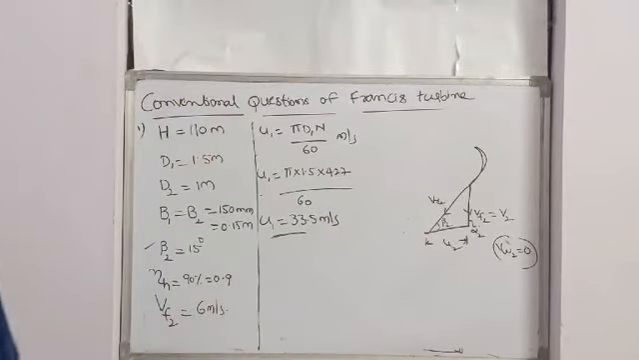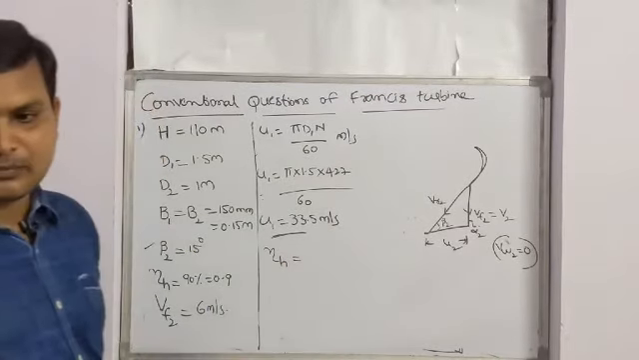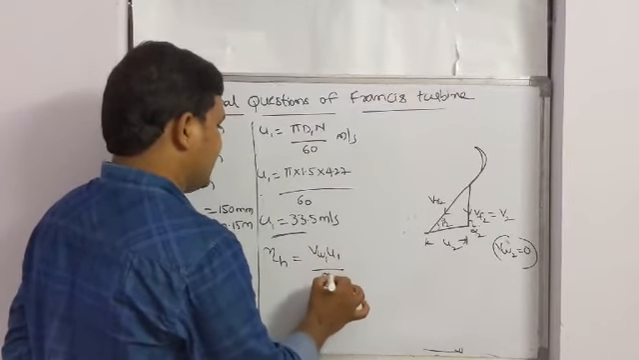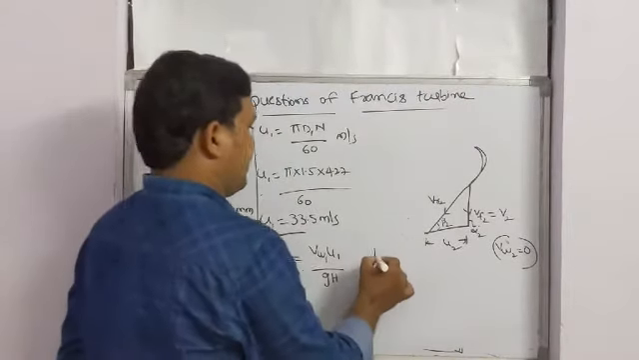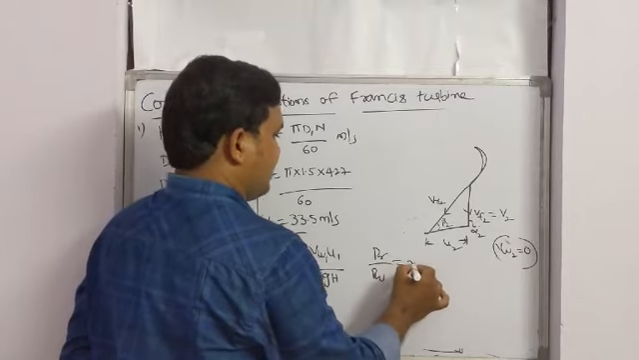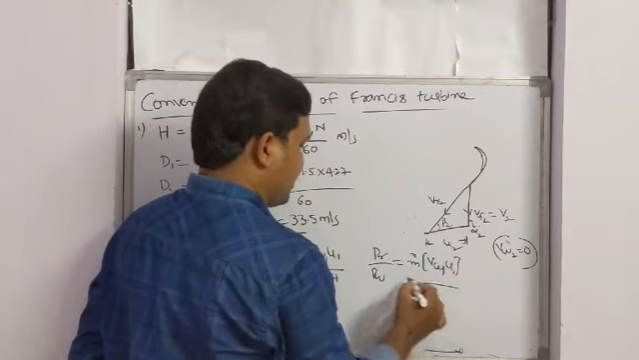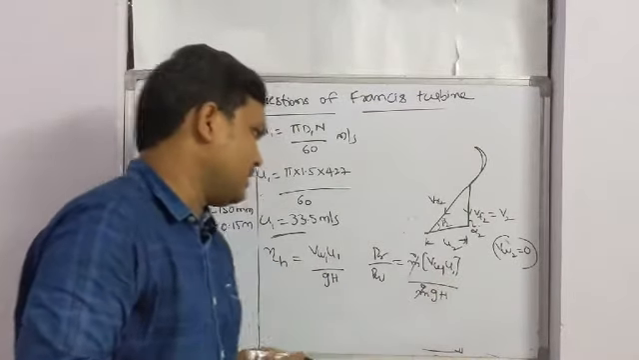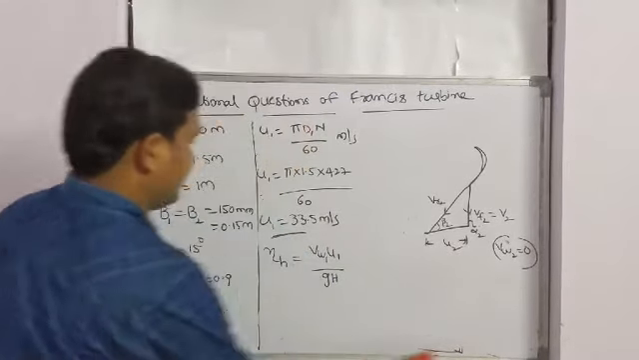Then we will find out vw1. So how will we find vw1? Hydraulic efficiency is equal to vw1 u1 by gh. Already we discussed hydraulic efficiency: runner power by water power. Runner power is m dot vw1 u1, then water power is the potential energy mgh. The m gets cancelled, leaving vw1 u1 by gh. We already discussed this in the previous lecture.